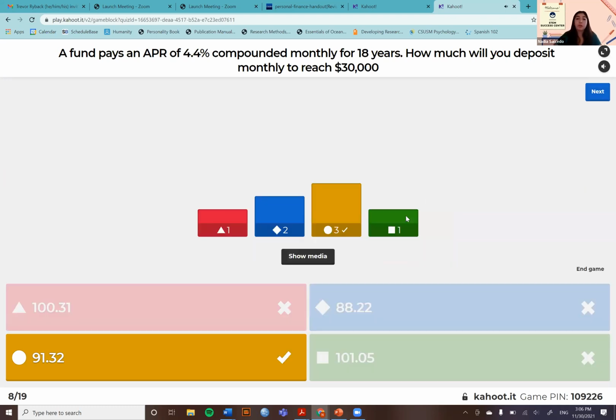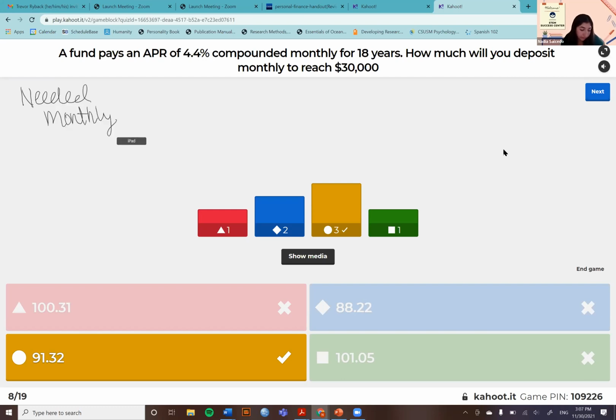Okay, I'm gonna go ahead and go over this one. We got a few different answers, so we'll go over it. A fund pays an APR of 4.4% compounded monthly for 18 years. How much will you deposit monthly to reach 30,000? We're trying to get to $30,000, and they're asking how much money we need to deposit in order to get that in 18 years. So we're gonna have to use the needed monthly deposit formula.